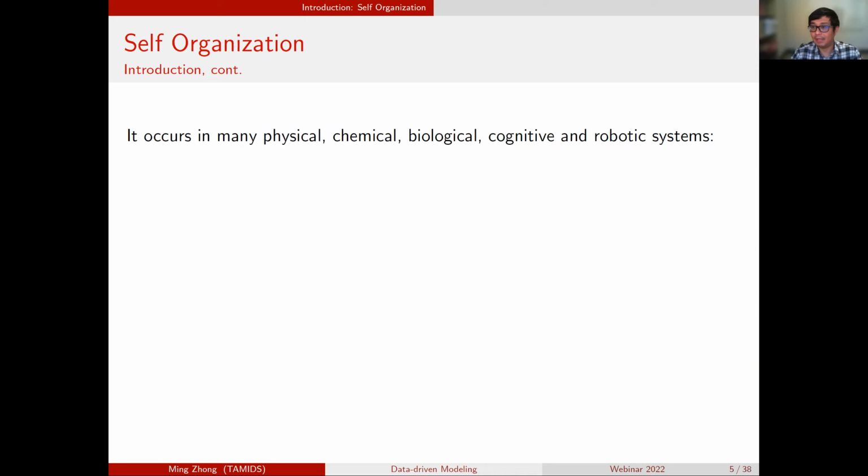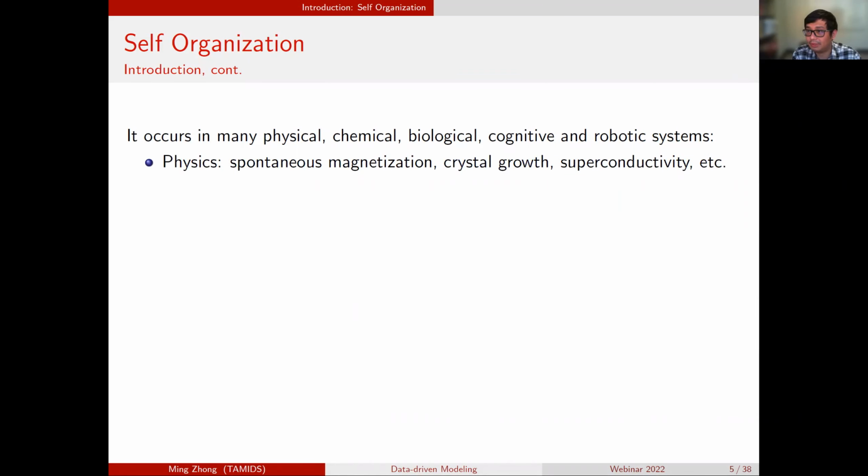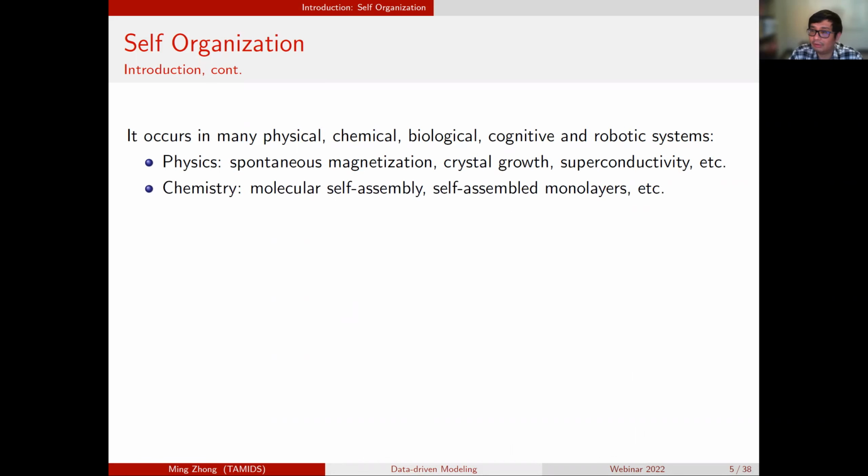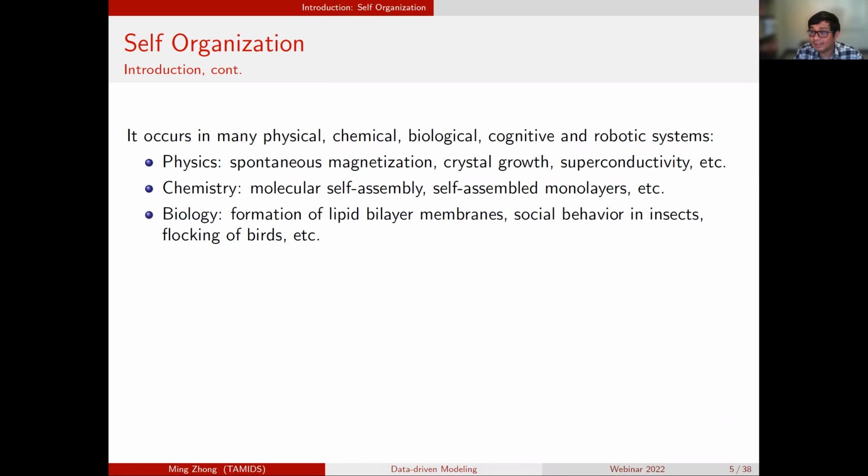As you can see, self-organization happens in many physical, chemical, or even biological systems. In physics, you can have superconductivity, spontaneous magnetization, and crystal growth happening due to self-organization. In chemistry, you have molecular self-assembly or self-assembled monolayers, which is also due to self-organization. We have already seen some of these, like flocking of birds and milling of fishes, happening due to self-organization. You can also have social behavior in insects. For example, ant raiding is also considered part of self-organized behavior.